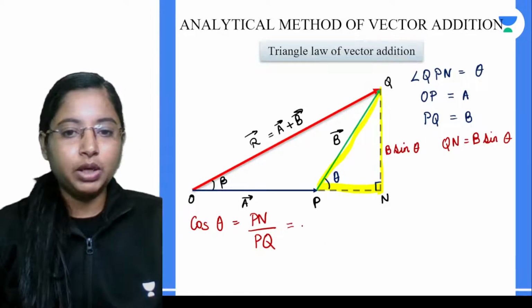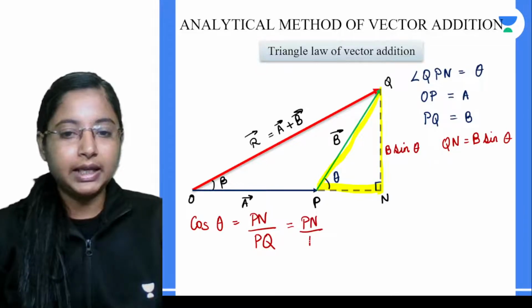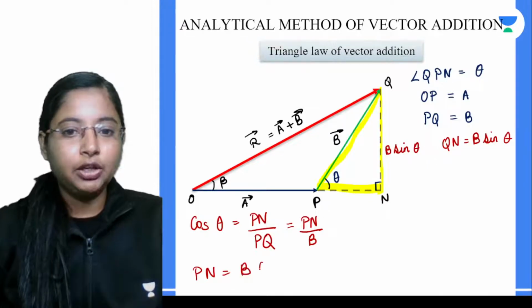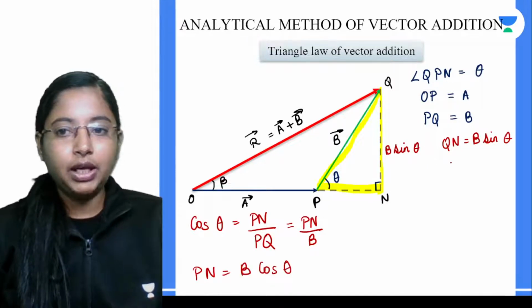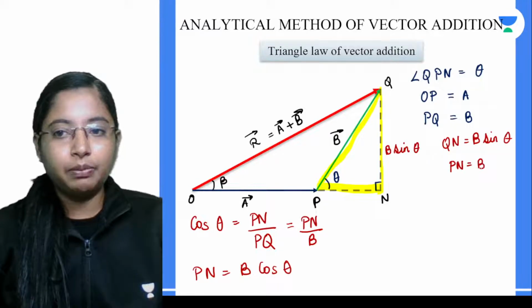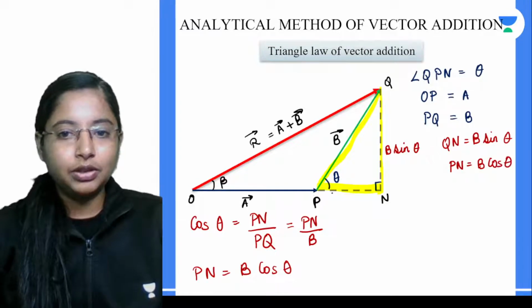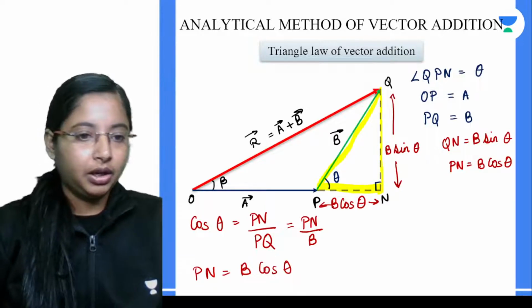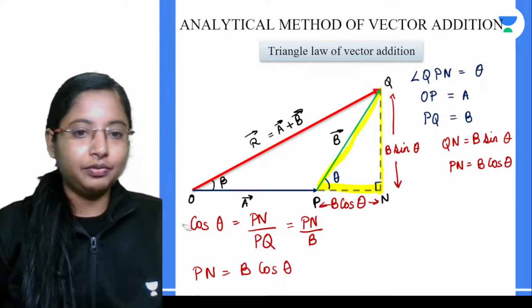Again over here, what is PQ? PQ side length is B. So from here, what is PN over here, that is nothing but you cross multiply, you get B cos theta. PN over here is nothing but B cos theta. So this side length is nothing but B cos theta, and this is B sine theta. Now we have gotten some values.